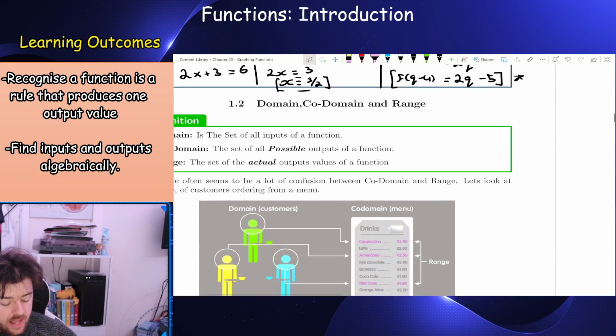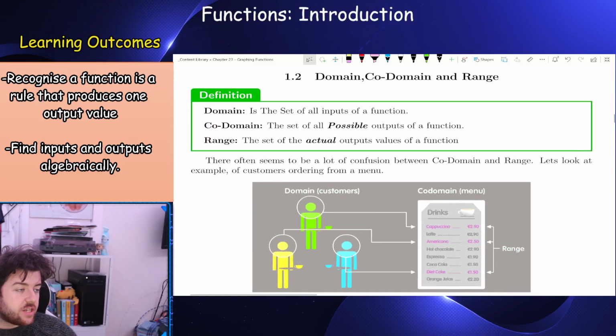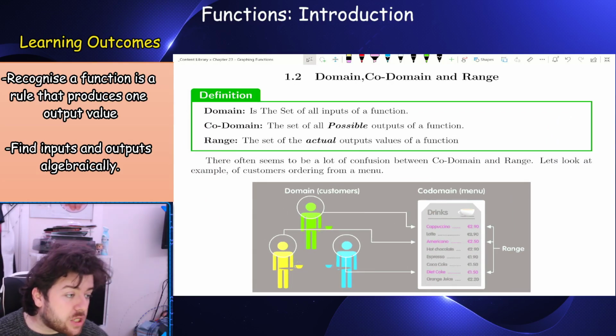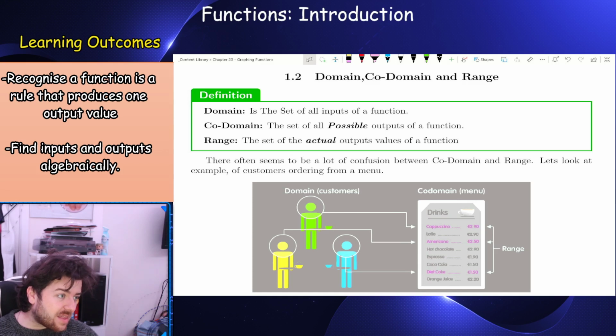Okay, so next part in this introduction is the domain, codomain, and range. So these are a few terms you need to be familiar with. So the domain is the set of all inputs of a function, right? In my next video, I'm going to be going over graphing a function, and you're going to be given a set of inputs that you need to put into this function. So that's called the domain. The domain is the set of the input values. The codomain is the set of all the possible outputs of a function. So it's the set of all the possible outputs.